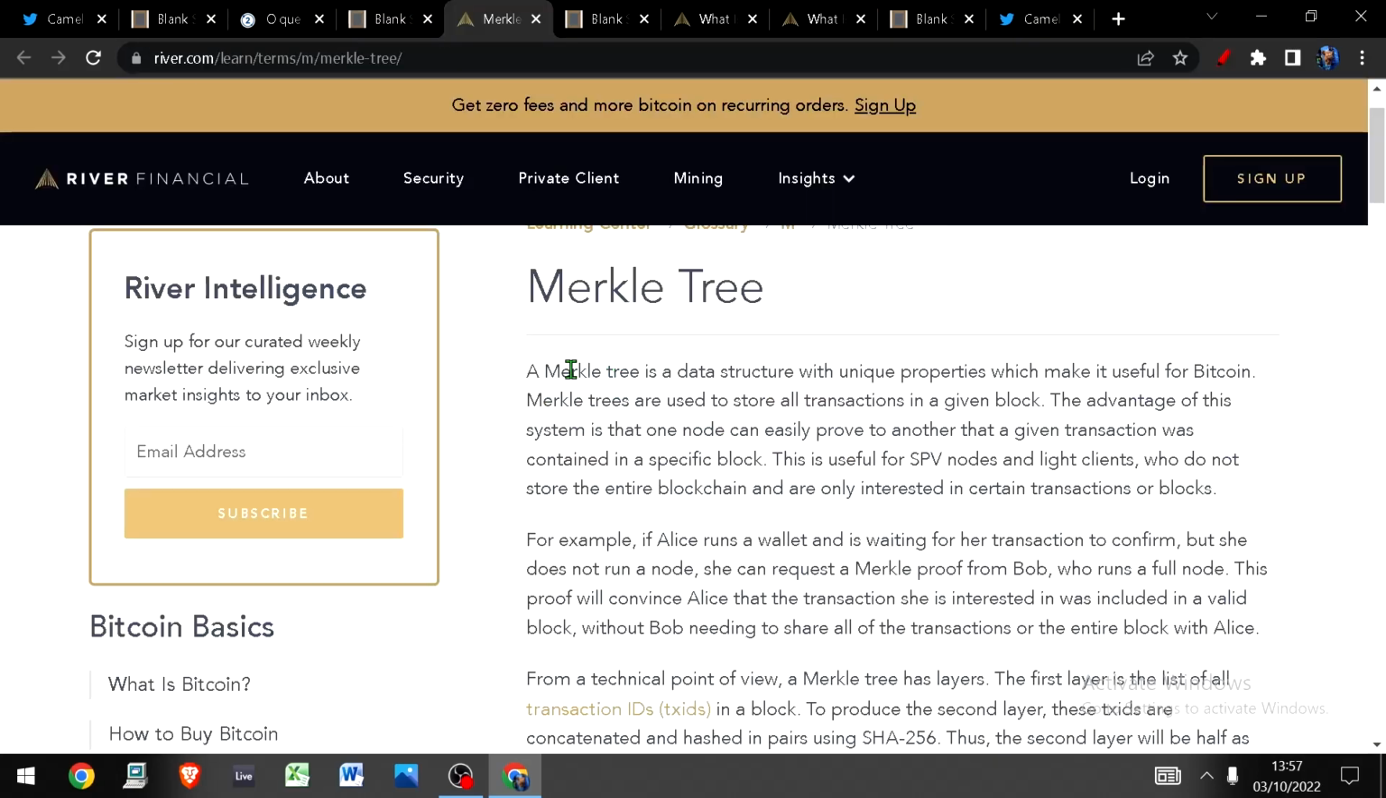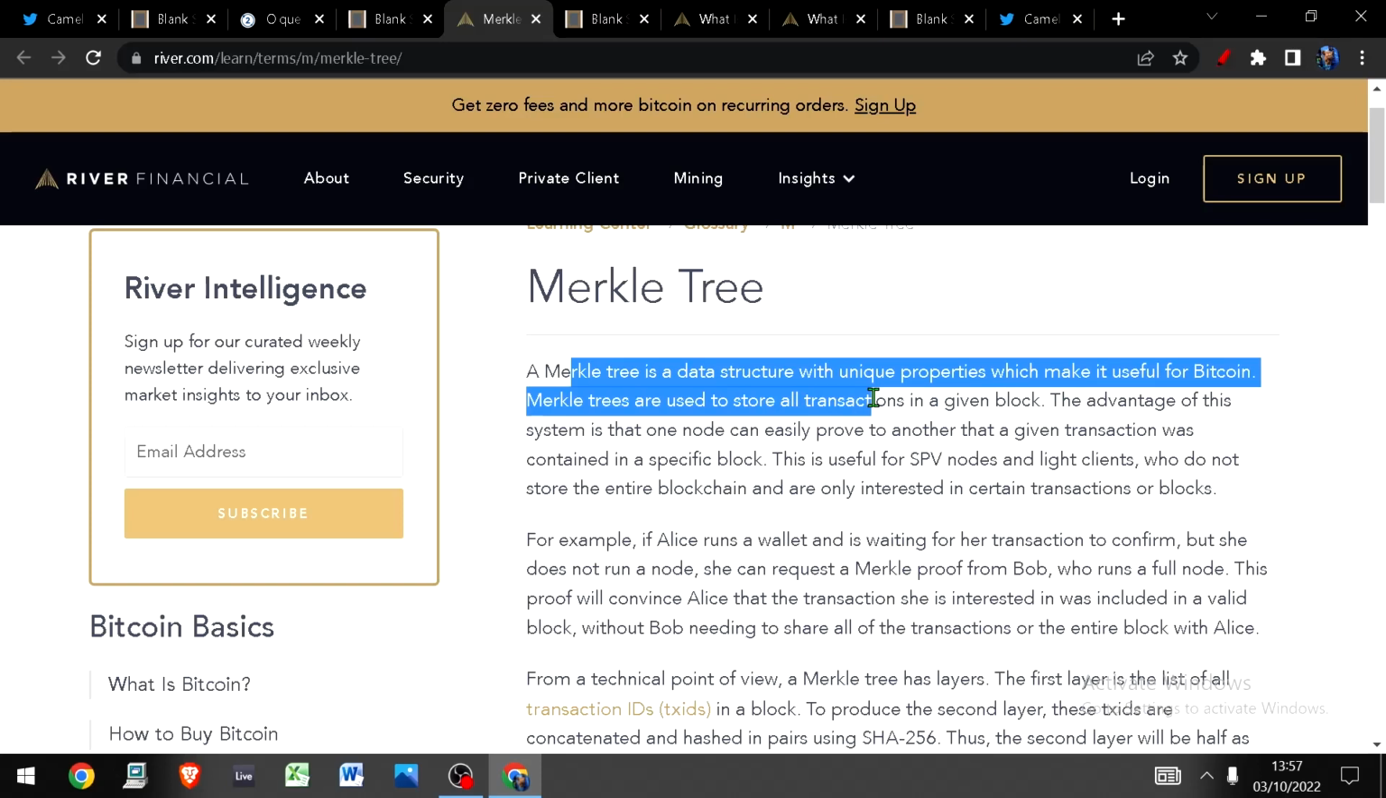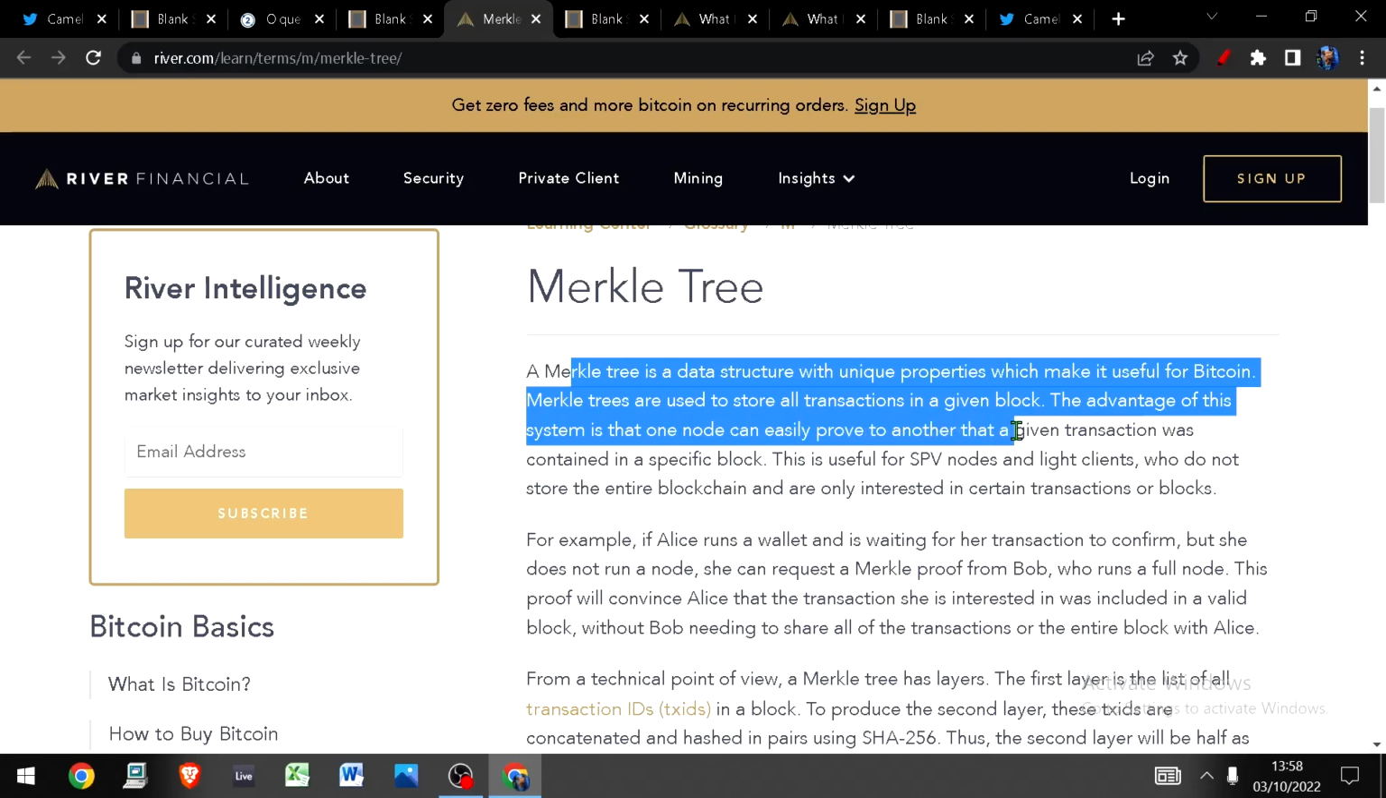So the next thing we need to understand is what a Merkle tree is. A Merkle tree is a data structure with unique properties which make it useful for Bitcoin. Merkle trees are used to store all transactions in a given block, and the advantage of this is that one node can easily prove to another that a given transaction was contained in a specific block.